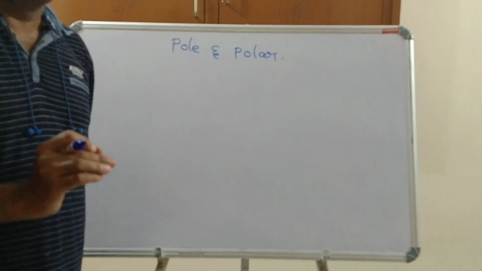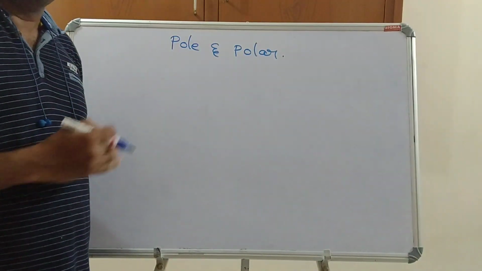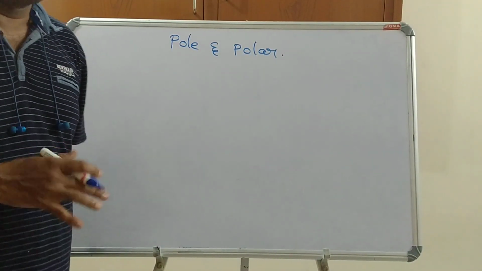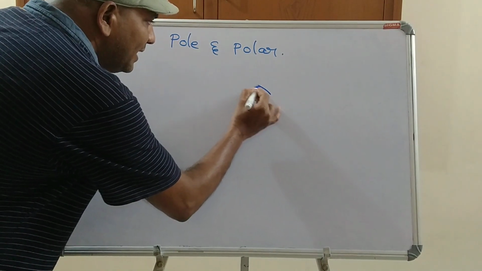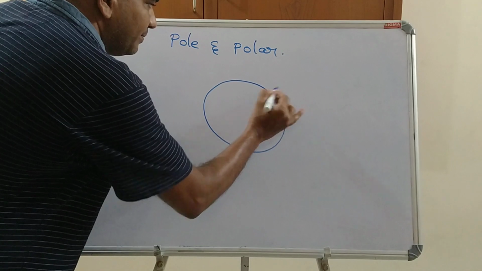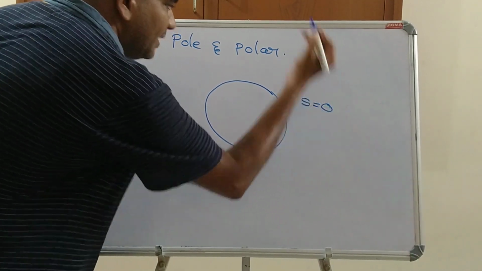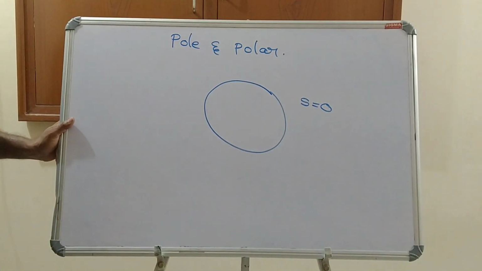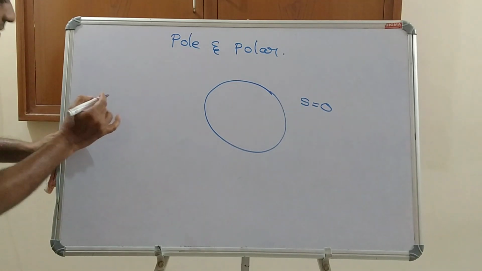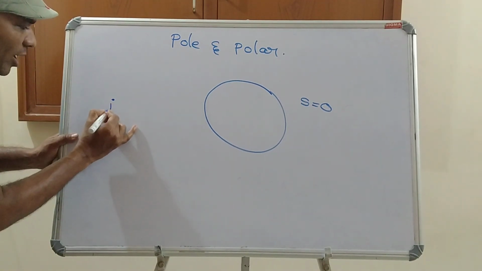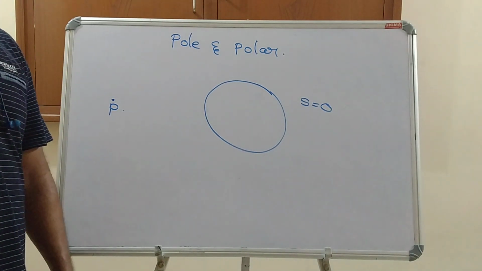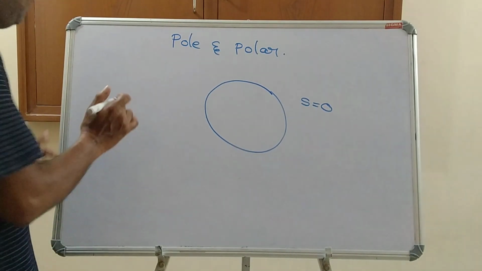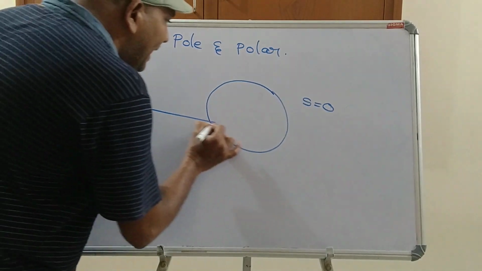Before going to the definition, I am giving some explanation through the diagram. Let us take a circle S equal to 0. P is any point in the plane. Through the point P, draw a secant line, that is PAB.